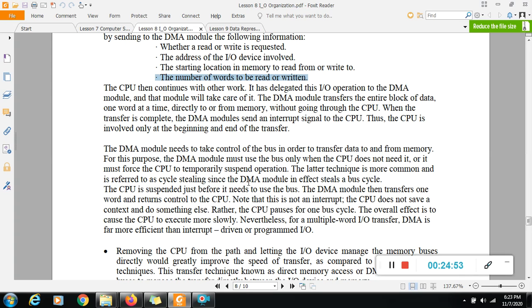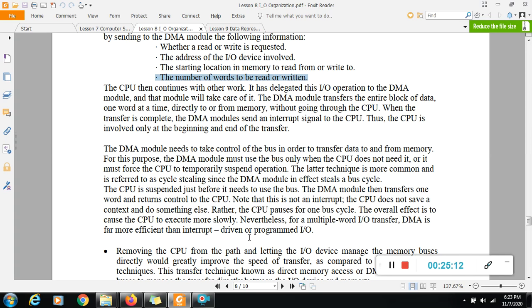Since the DMA module is in fact using a bus cycle, I mentioned that earlier on. The CPU is suspended just before it needs to use the bus. The DMA module then transfers one word and returns control to the CPU. Note that this is not an interrupt. The CPU does not save a context and do something else. Rather, the CPU pauses for one bus cycle.